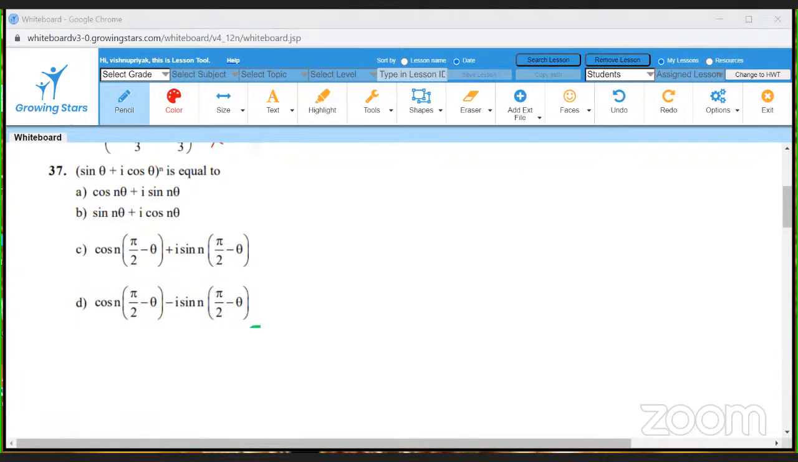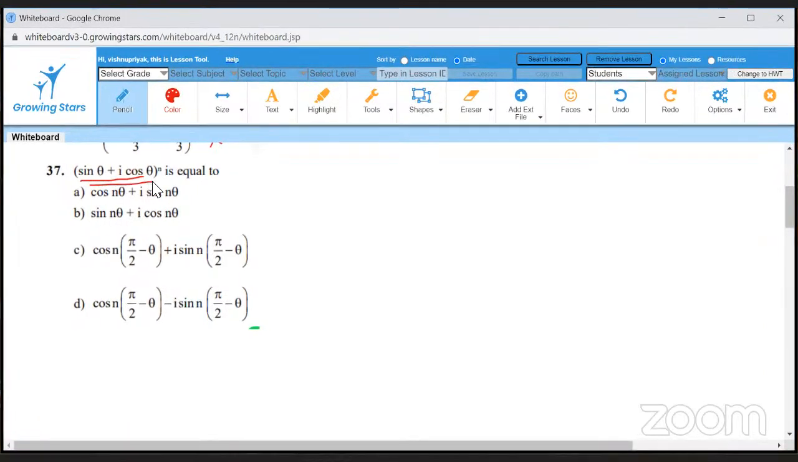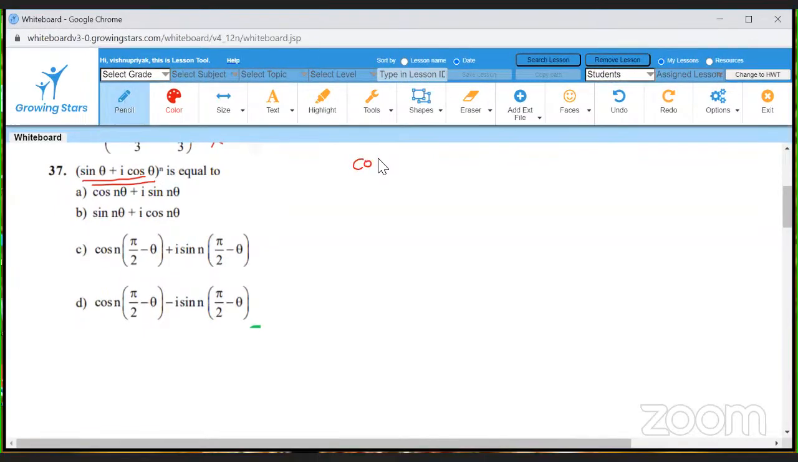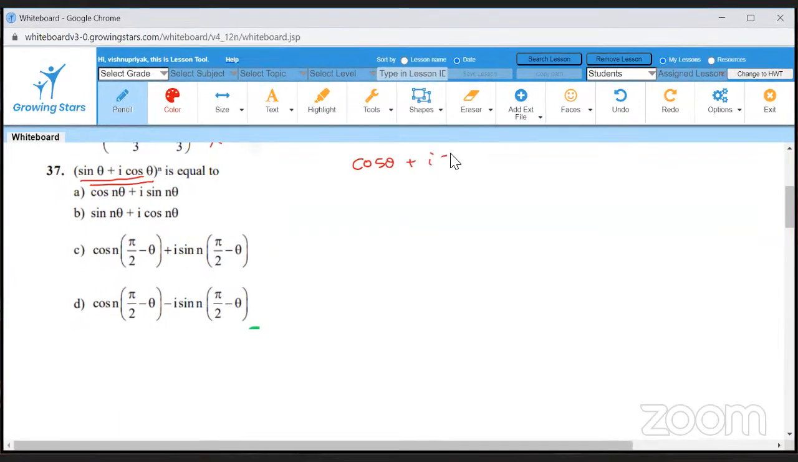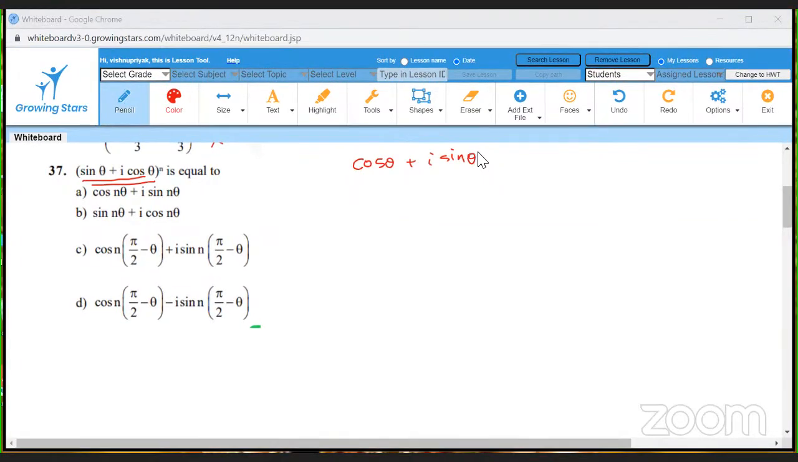Next, 37. This is not in mod amp form. What is the mod amp form? Cos theta plus i sin theta. This is the mod amp form. This is the polar form. But here sin theta should be changed to cos theta.